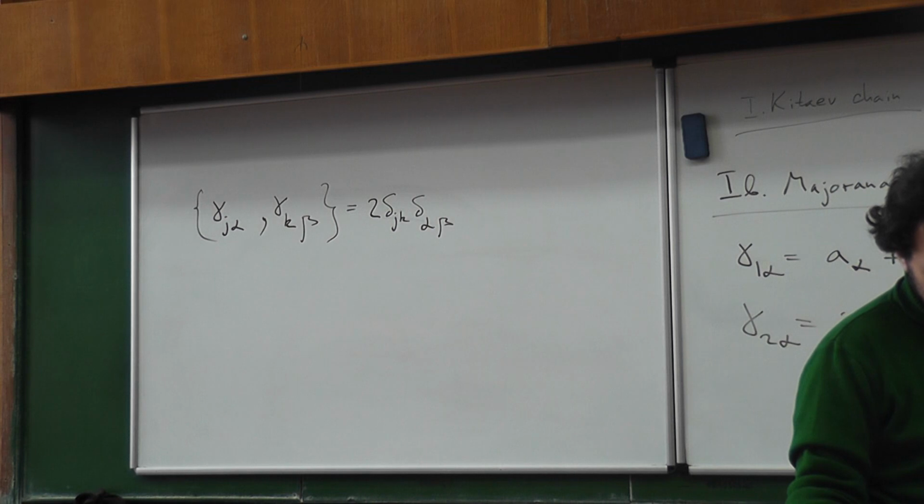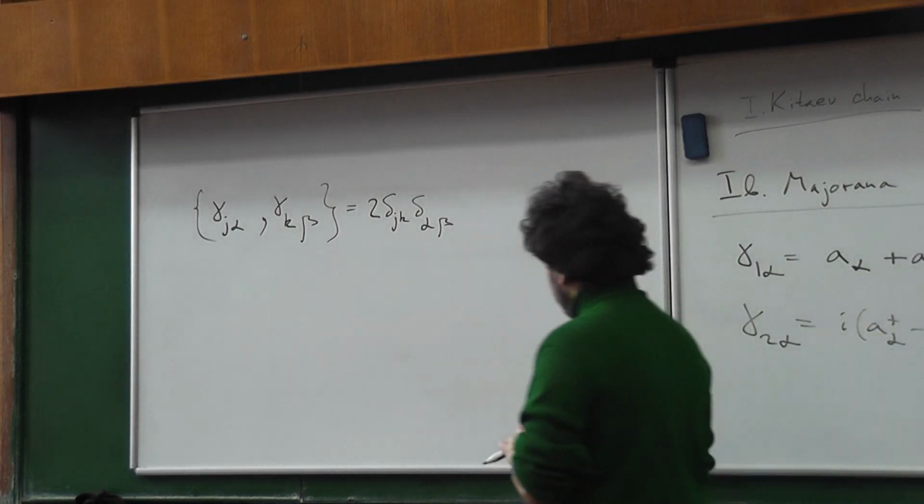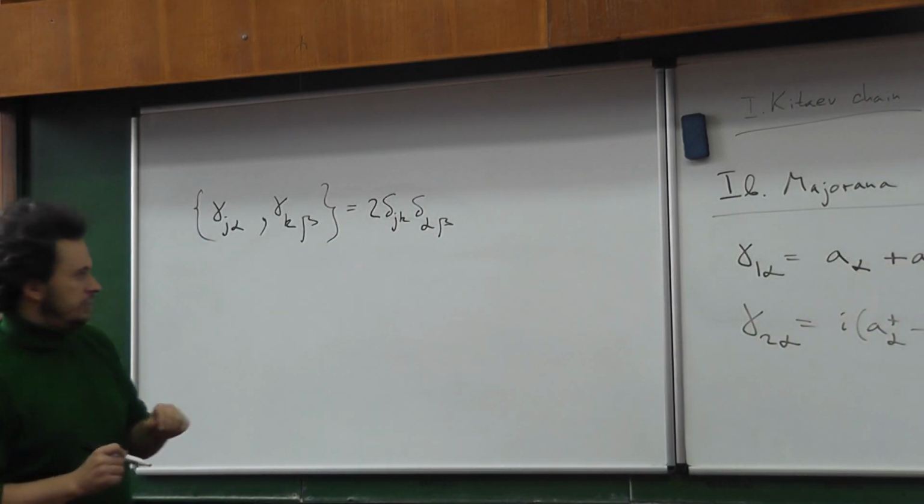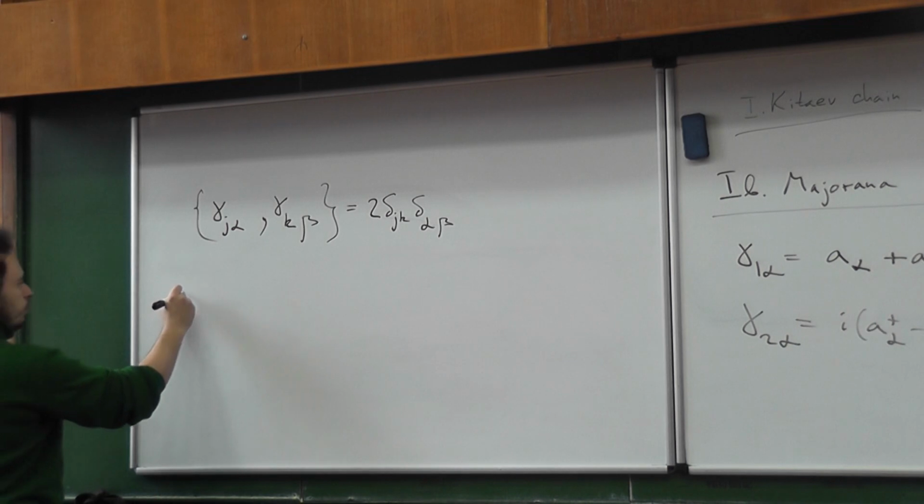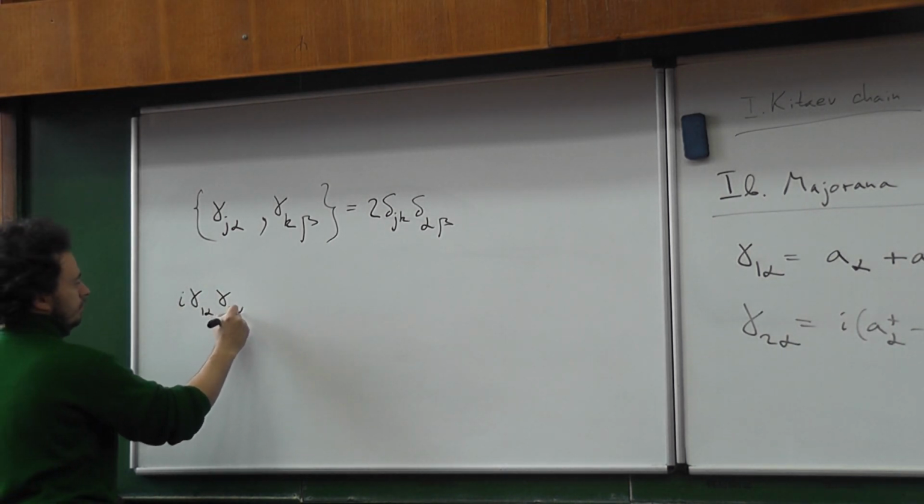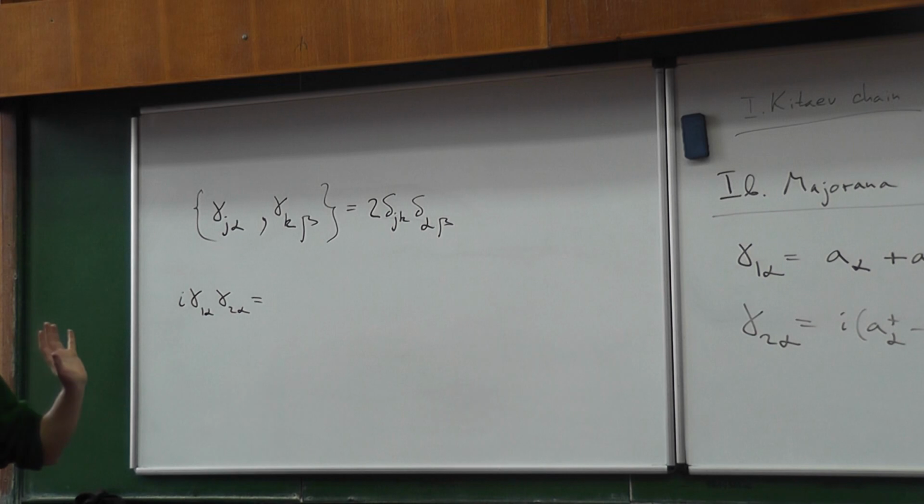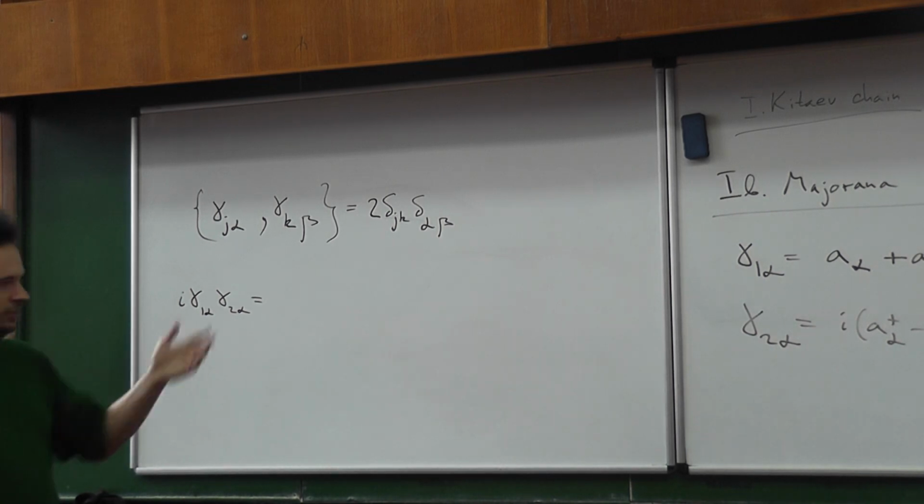Yes, these are the properties of Majoranas. We're going to need one more property. This property is about knowing what the operator i γ1α γ2α is. Can anyone guess what this operator will be? Okay. If we cannot guess, let's go and calculate.